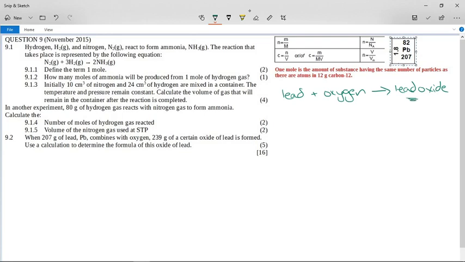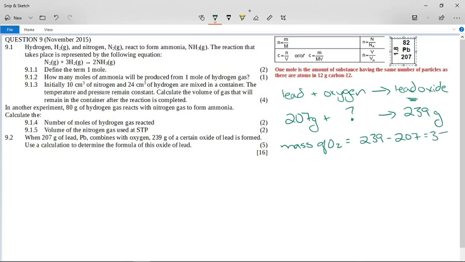So we're going to use the law of conservation of mass here. It says you had 207 grams of lead. They don't tell you how much oxygen, but you ended up with 239 grams of the oxide. So how much did my oxygen weigh? By the law of conservation of mass, the mass on the left must equal the mass on the right. So the mass of the oxygen is going to be 239 minus 207, which is 32 grams. So 32 grams of oxygen were used in this reaction.